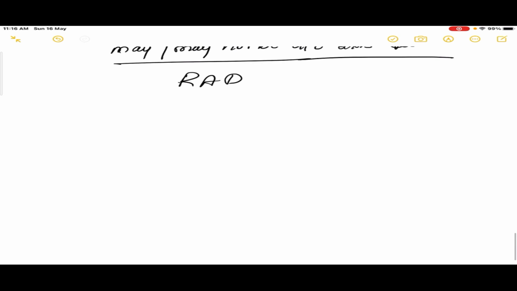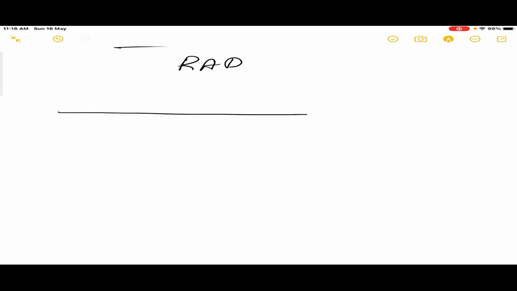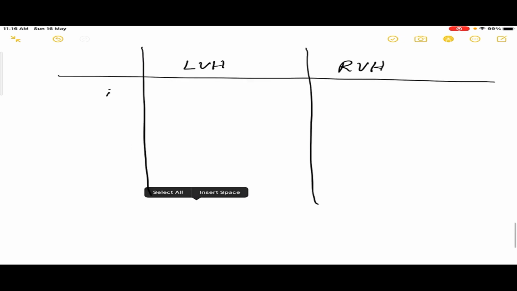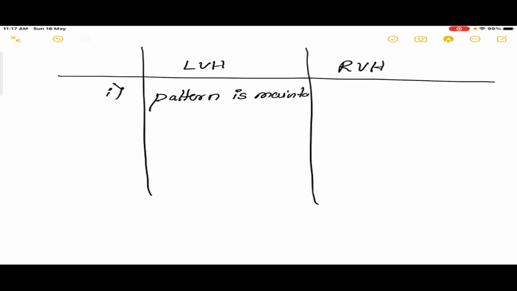So let's see the differences between left ventricular hypertrophy and right ventricular hypertrophy. The first one is, in left ventricular hypertrophy, the pattern is maintained, amplitude is increased, whereas in right ventricular hypertrophy, the pattern is altered.